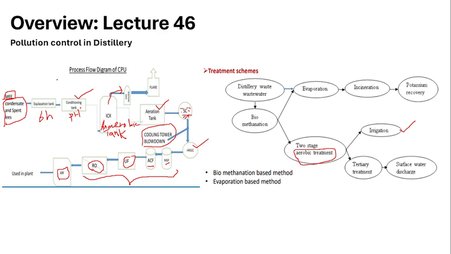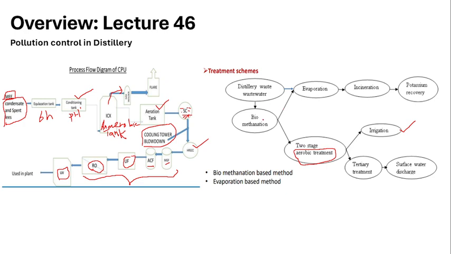Condensate processing unit. So here, this is the process mentioned in the diagram. This wastewater is coming here, evaporated in the MEE, and then incinerated, and potassium recovery is happening. Then it can undergo biomethanation. So biomethanation is the process where equalization, conditioning, anaerobic digester, and biomethane is produced here.